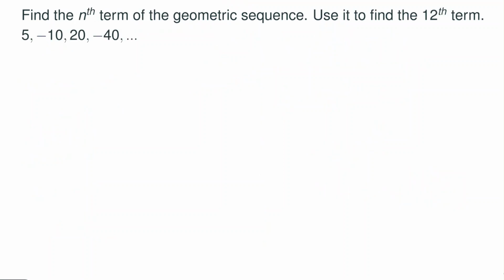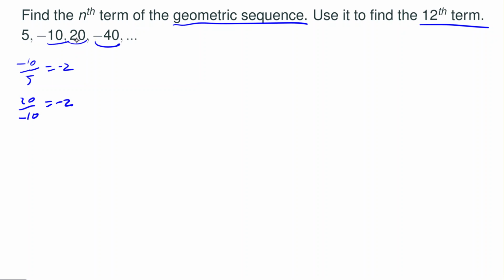Find the nth term of the geometric sequence. Finding the nth term is essentially the same thing as finding the nth term formula. It gives us a geometric sequence and we use it to find the 12th term. So here we need to come up with the common ratio first. The common ratio is just the second term divided by the first term, which gives us -2. And the third term divided by the second term also gives us the same number, -2. And this divided by this also gives us -2. So the common ratio for this geometric sequence is -2. We multiply by -2 every time.